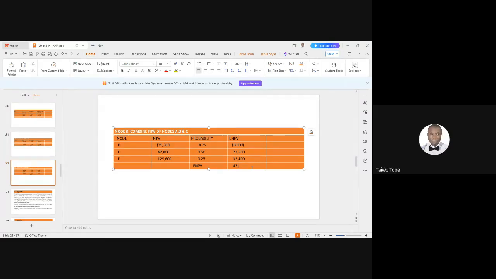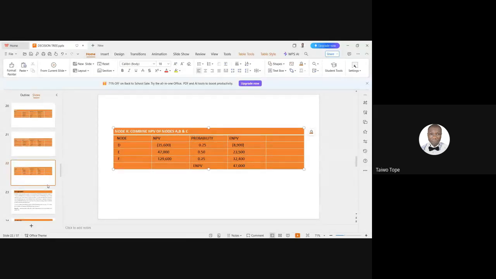Can we check again? This plus this, minus 8,900, should be 47,000. So that is for node K.